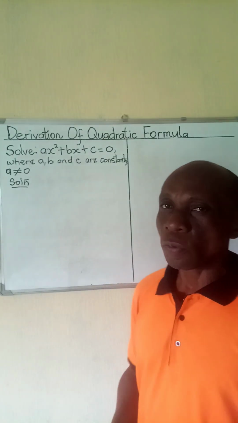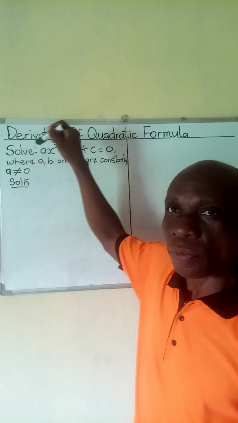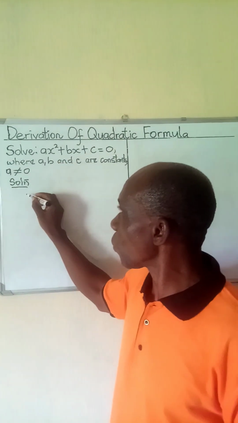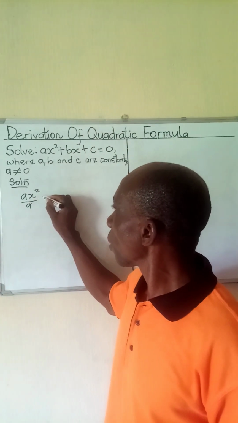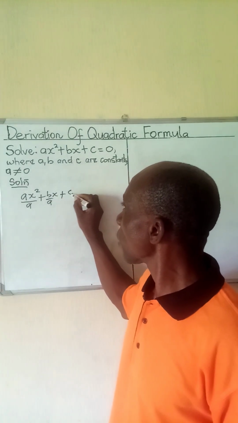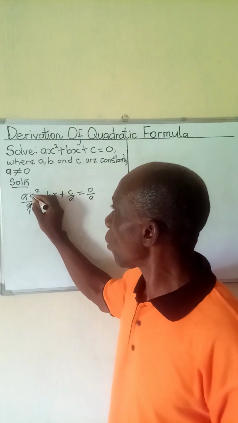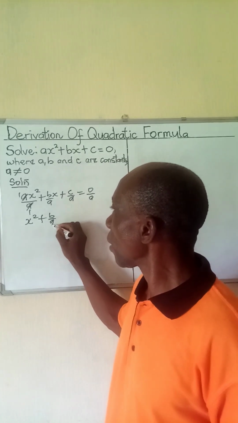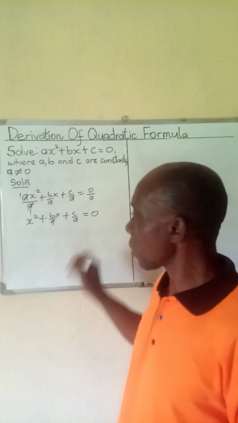All right, so the first thing you do for the method of completing the square, which is what we are going to use here, you look at the coefficient of the leading or square term. Here it is a. So we are going to divide both sides of this equation by that a. That's the first thing we do. So we'll have ax squared divided by a plus bx divided by a plus c divided by a equals 0 divided by a. The a here will cancel off. So we are left with x squared plus b over a x plus c over a equals 0. We are through with that.